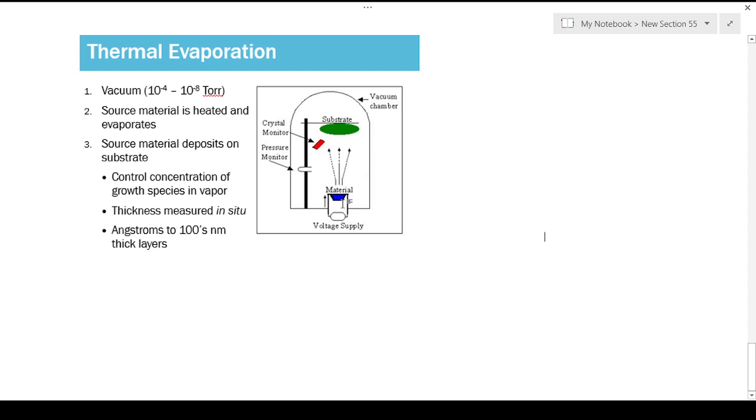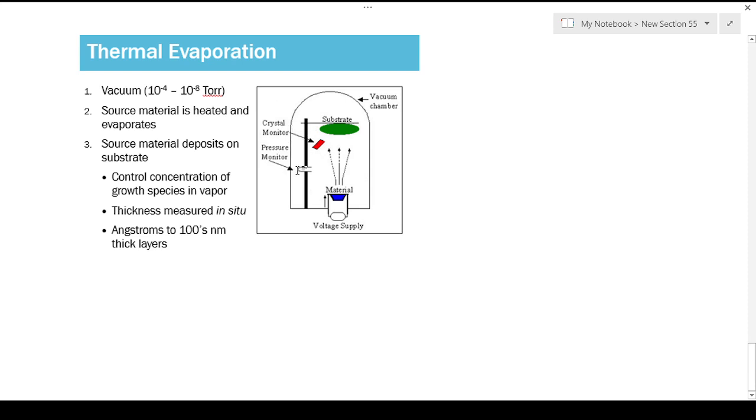By applying a voltage, we'll be heating up the material that is placed here, and the material will get evaporated once it's beyond its boiling point. You can see that the evaporated content will be coming to the substrate that is placed over the top side. There will be a crystal monitor to monitor the concentration and the size. The source material will be deposited on the substrate, and we can control the concentration of growth species in vapor. The thickness will be measured in situ, by the crystal monitor.